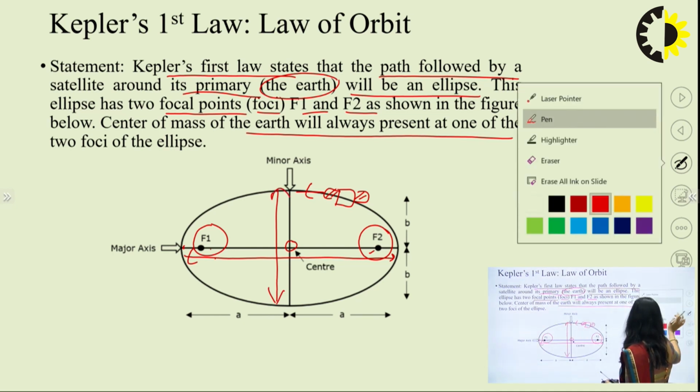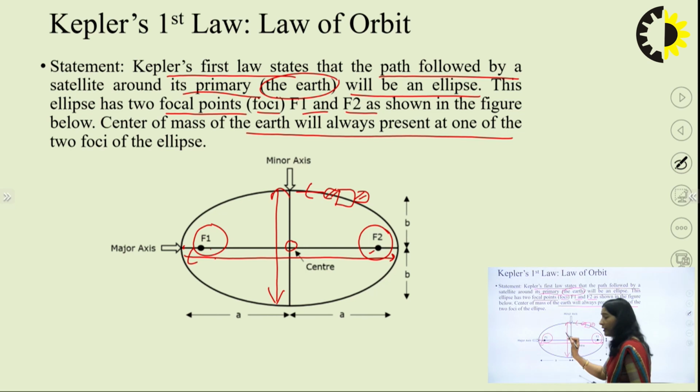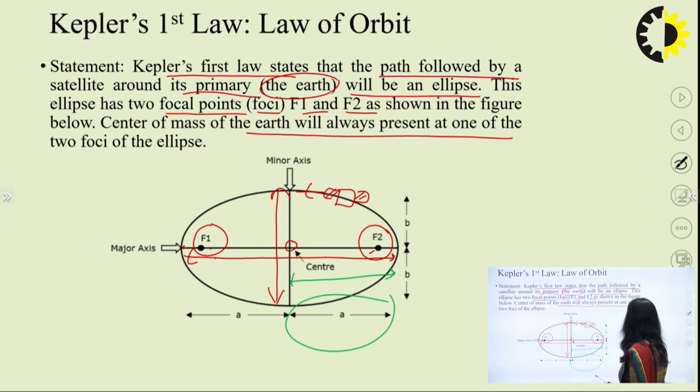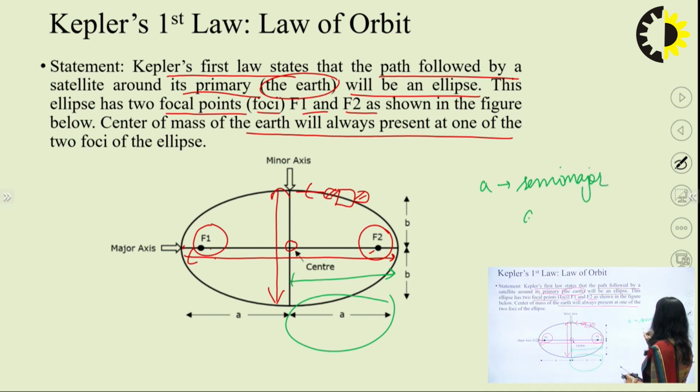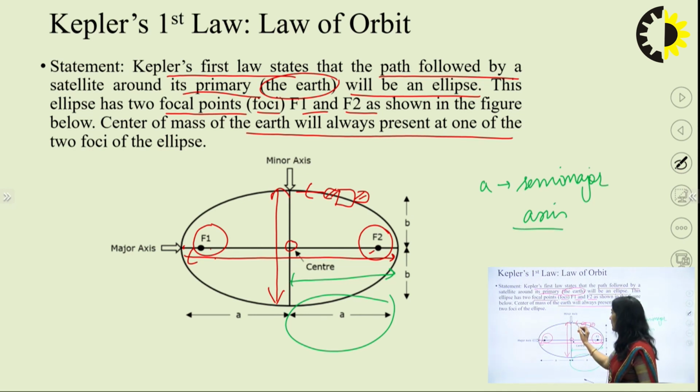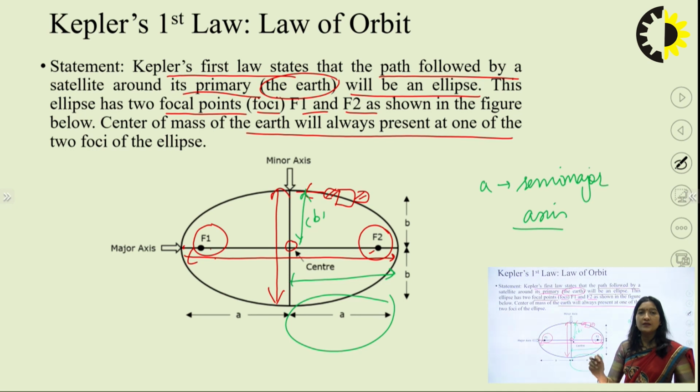This major axis, if we divide it in half, is known as the semi-major axis, which is represented as small a. So small a is the semi-major axis. I have also shown a small b here, which is nothing but the semi-minor axis, correct? The semi-major axis plays a very important role in satellite communication, which we will be studying in coming slides.